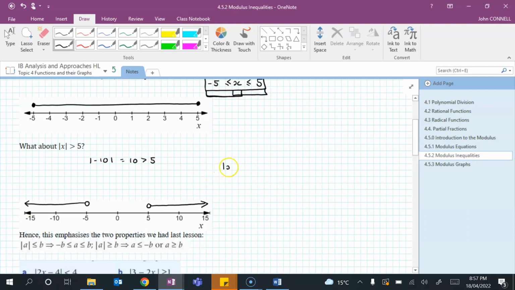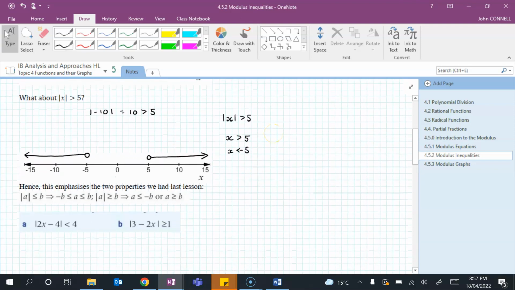So in this case, the modulus of x being greater than 5 gives us two inequalities, which is a lot harder to represent in one this time. It tells us that x has to be greater than 5, or x has to be less than minus 5. We saw this in the properties we talked about, property 8 from last lesson. If the modulus of a is less than or equal to b, then a is less than or equal to b and greater than or equal to minus b. If the modulus of a is greater than or equal to b, then either a has to be less than or equal to minus b, or a has to be greater than or equal to b.